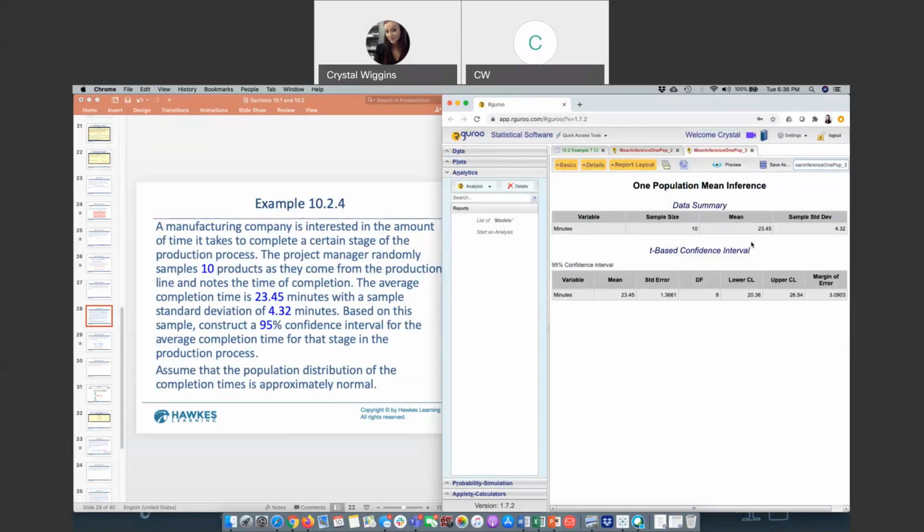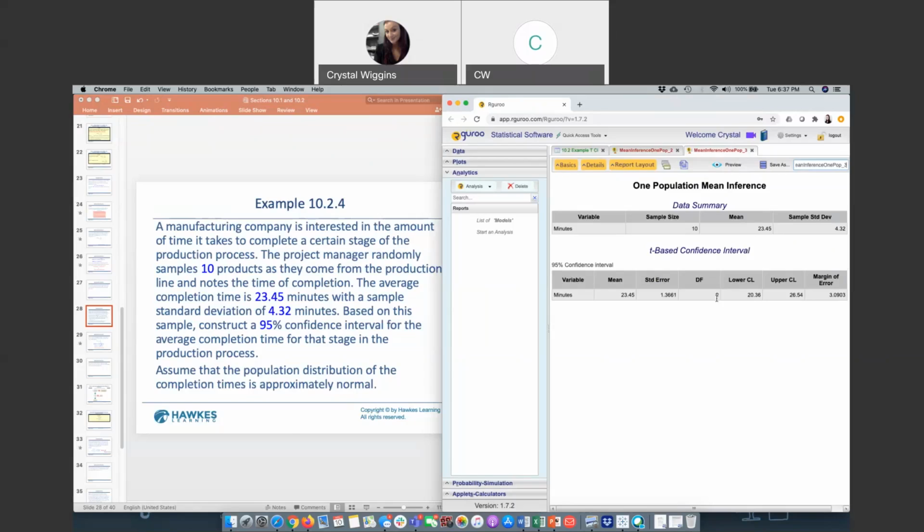So we see here that we have our 95% confidence, our point estimate, the sample mean, our standard error, which is sigma over the square root of n, or in our case, because we're working with a sample standard deviation, it's s over the square root of n. So this number was calculated by taking our sample size of 10 and our sample standard deviation of 4.32 and dividing it by the square root of 10, which is what gave us 1.3661. That's going to be helpful when you need to find a critical value, which we'll do next.